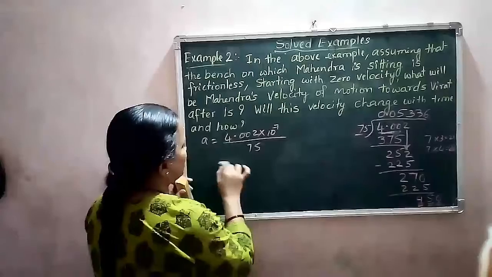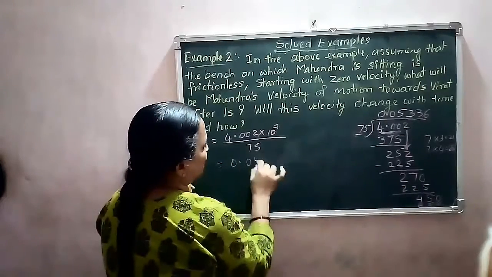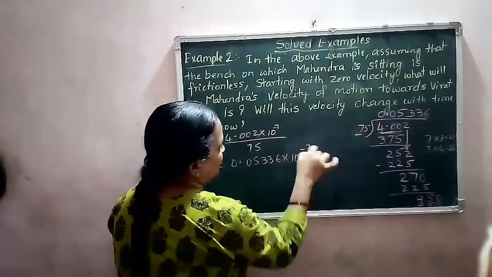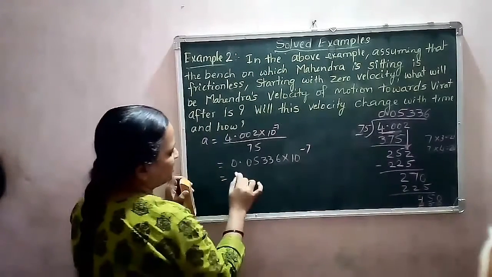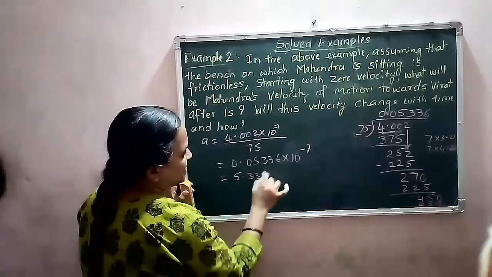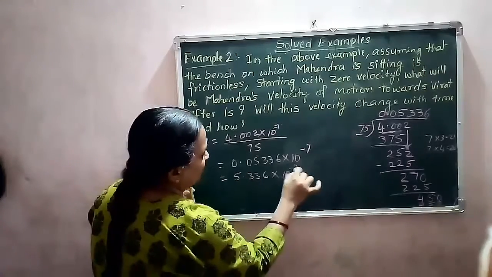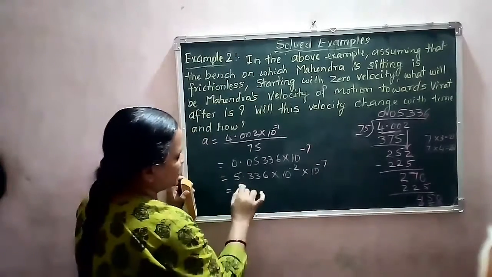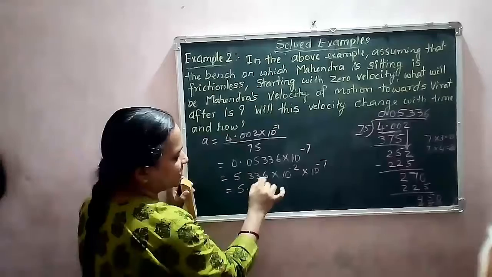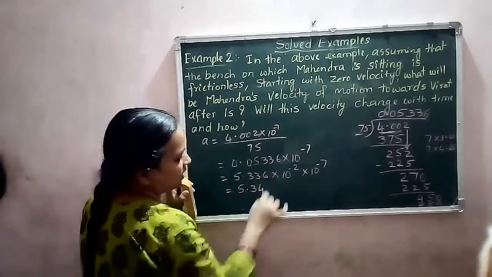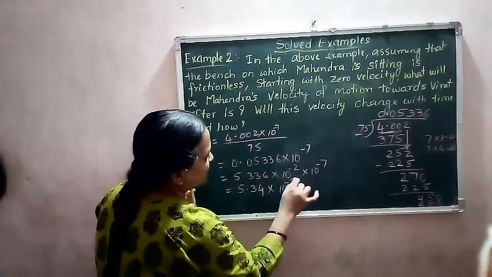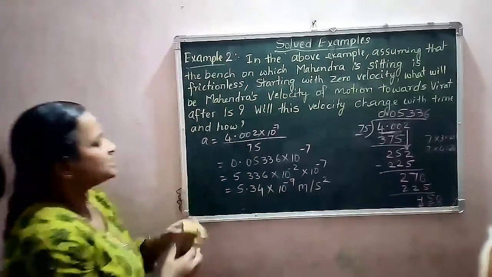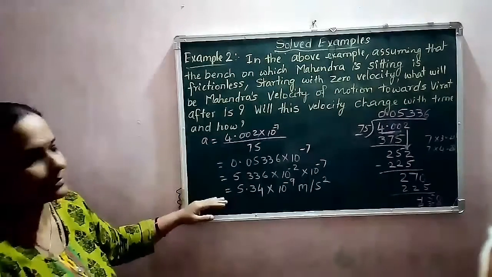0.0536. That is nothing but 0.0536 into 10 power minus 7, or you can write 5.336 into 10 power minus 2 into 10 power minus 7. It is nearly equal to 5.34 into 10 power minus 9 meter per second square. This is the acceleration that we are getting.